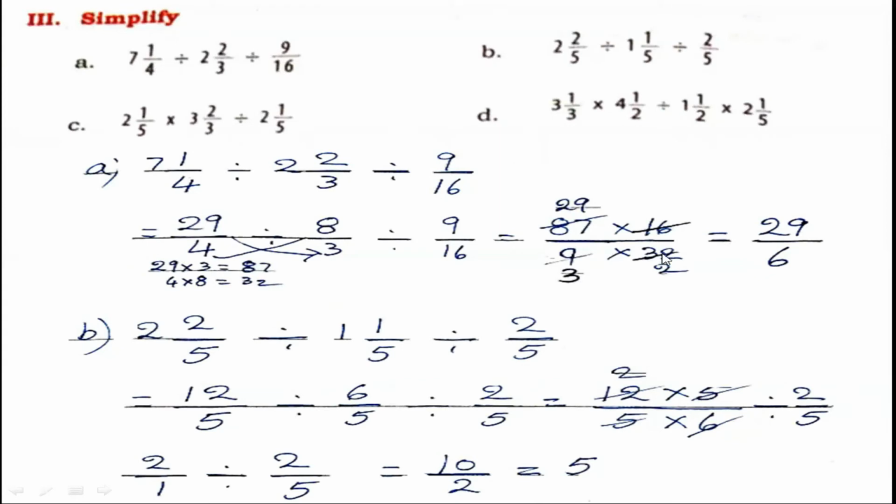If we do cross multiplication, we will write like this and our answer will be 29 by 6. B, C and D bits, you do it.